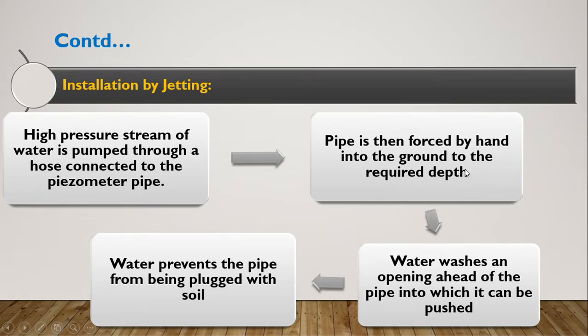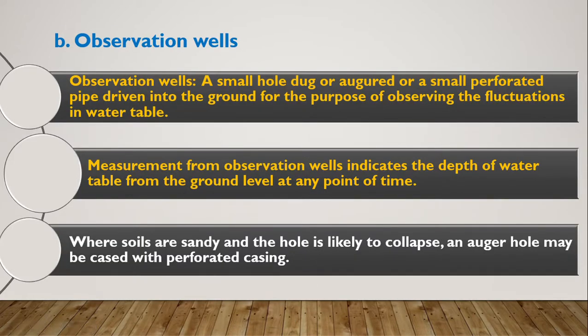When this water comes out of this tube, the soil at the downward position will be removed automatically. Now we will force the pipe with our hand. It will be easy to insert the pipe using our hand due to this high pressure stream of water. The water washes an opening ahead of the pipe into which it can be pushed. The water prevents the pipe from being plugged with soil. So this is a procedure for installing a piezometer.